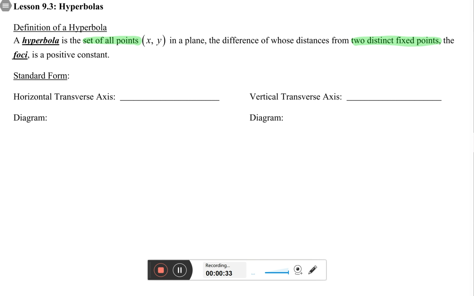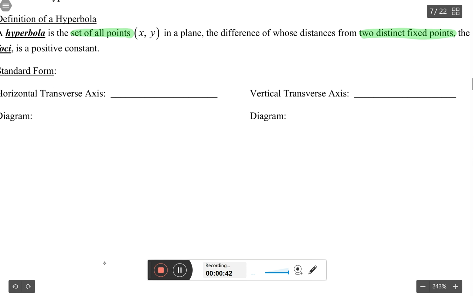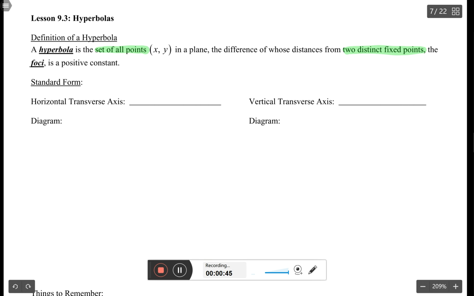As with the other conics, we have 2 different forms for a hyperbola. We have a horizontal and a vertical. So first, the horizontal transverse axis, the formula is x minus h quantity squared over a squared minus y minus k quantity squared over b squared is equal to 1. The transverse axis is the axis that's going to connect the vertices.